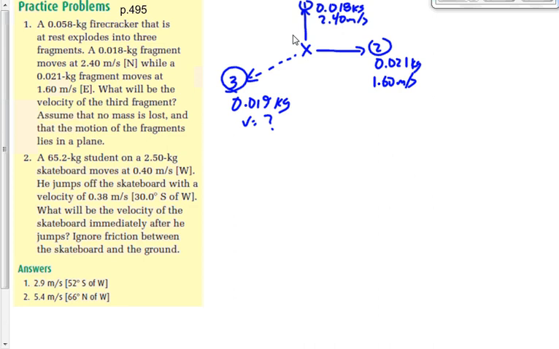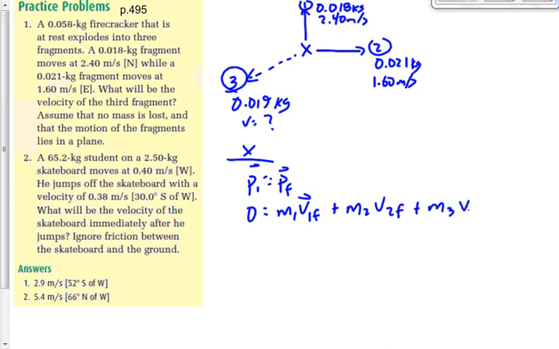So we break it up into x and y components. Here's our x. We're going to say pi is equal to pf. And we're going to say that the initial momentum is 0 because the whole thing is at rest. Afterwards, again, just like the last example we did, m1 v1f plus m2 v2f plus m3 v3f. Masses cancel here. They don't cancel.